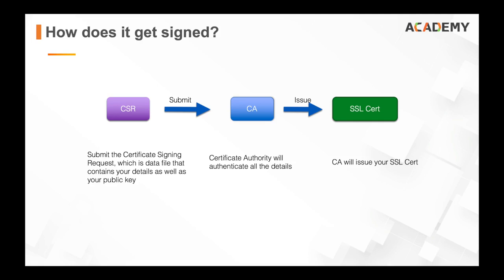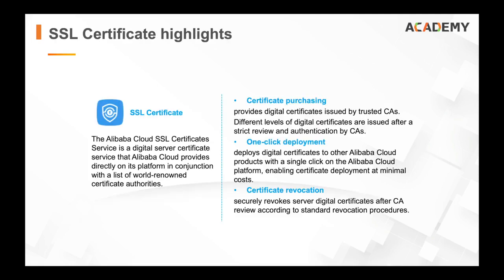So it's always a good idea in production to use a certificate that's been signed by a known valid certificate authority. The SSL certificate service actually automates this process. It allows you to purchase a certificate directly through the SSL certificate console, and then it goes through the process of validation and signing for you with one of Alibaba's CA partners.